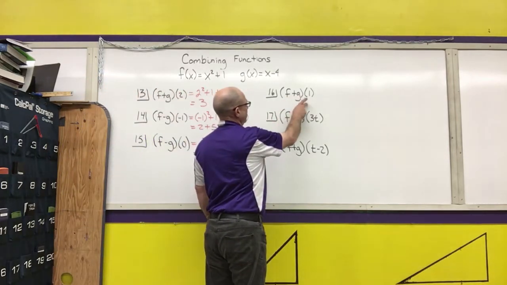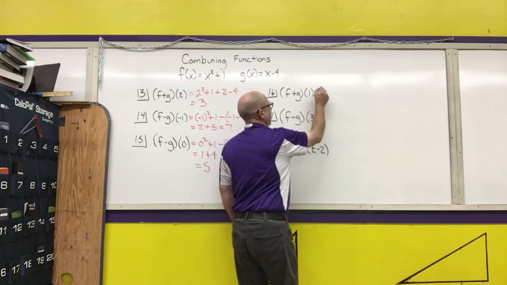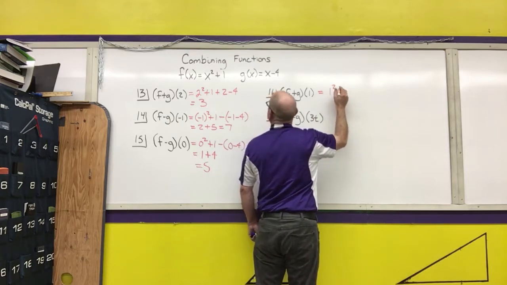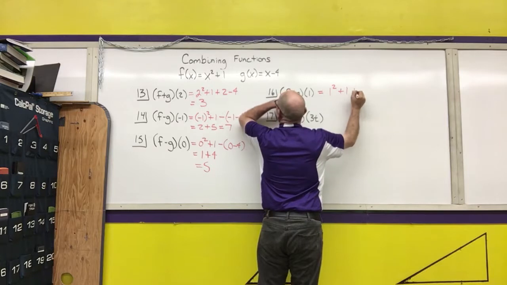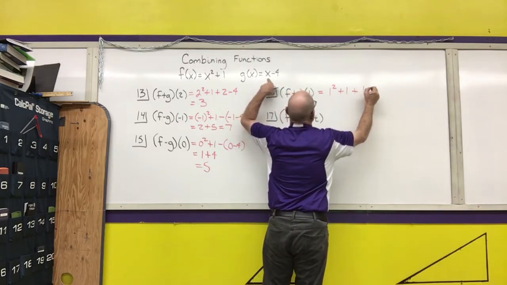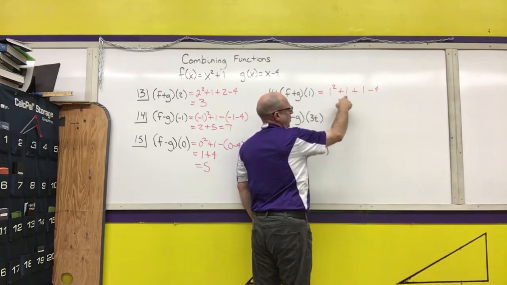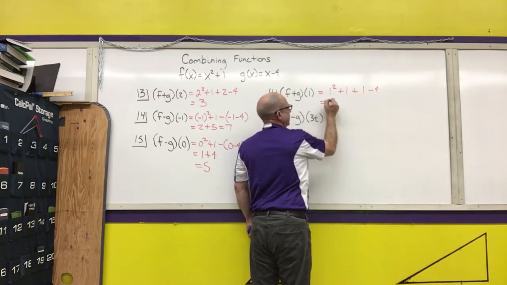Again, f plus g evaluated at 1. Put a 1 in for x in the first function, so I get 1 squared plus 1. And I want to add 1 minus 4. So that gives me 1 plus 1 is 2, plus 1 is 3, minus 4 is negative 1.